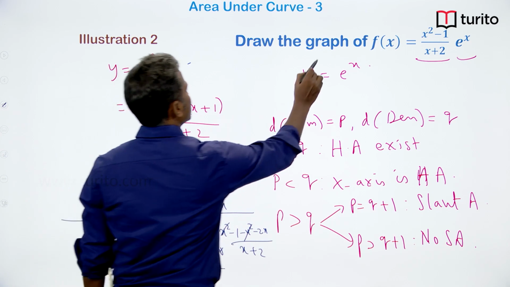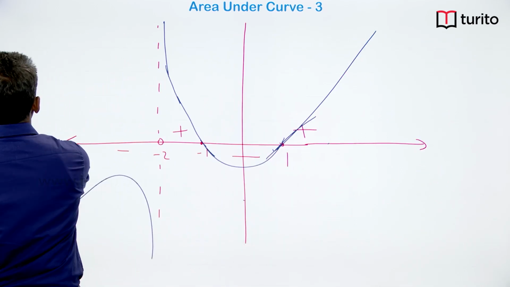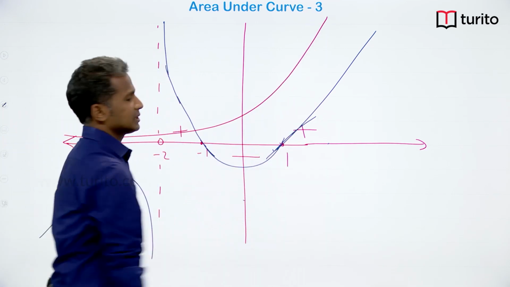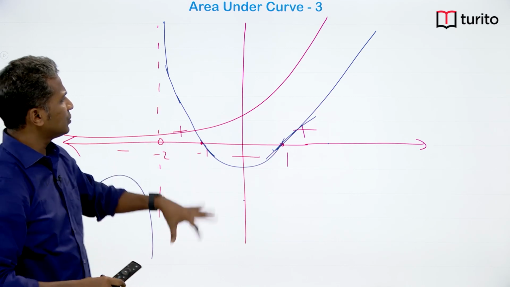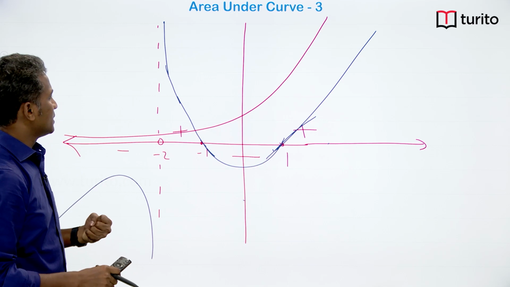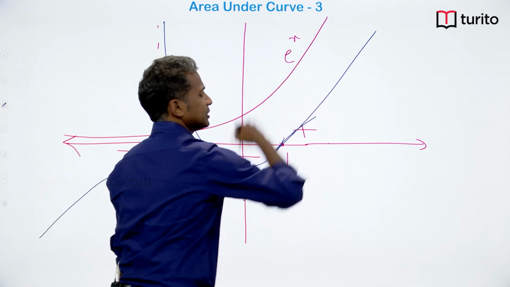Now let us look at this second function, y is equal to e power x. How will this function behave? This is a very standard function which behaves like this. Now we want to draw the graph of the combined function, that is the product of these two. So here if you notice, the e power x function is always a positive function.